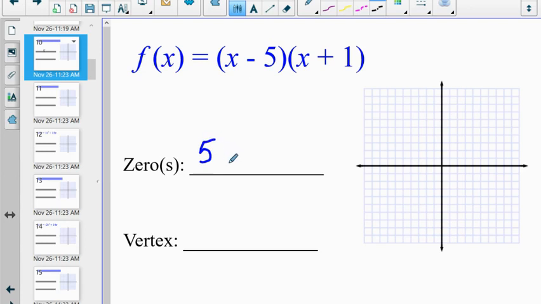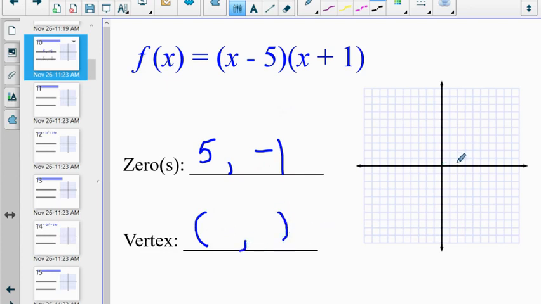5 minus 5 is 0. What value of x would make this equal to 0? Negative 1. Negative 1 plus 1 would give me 0. If one of these two factors is 0, it doesn't even matter what the other one is, because 0 times anything would be 0. And then the vertex, as I mentioned already, is halfway in between the zeros.